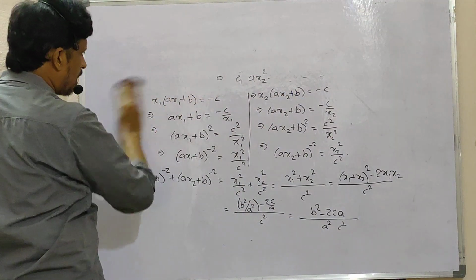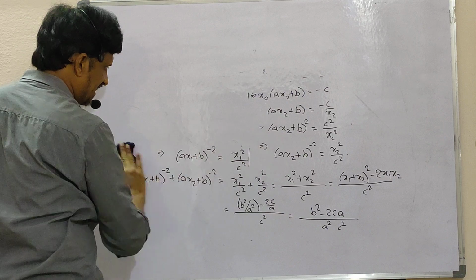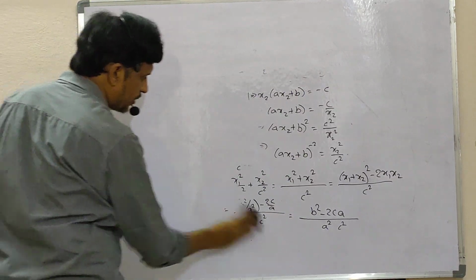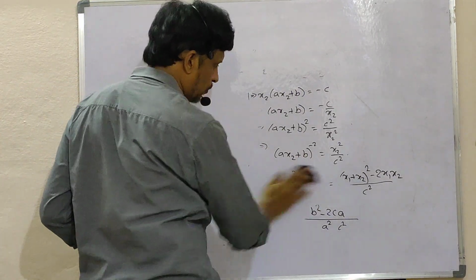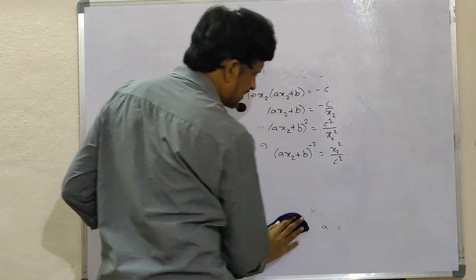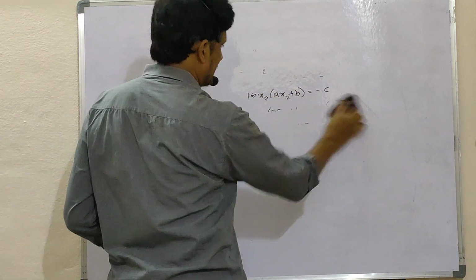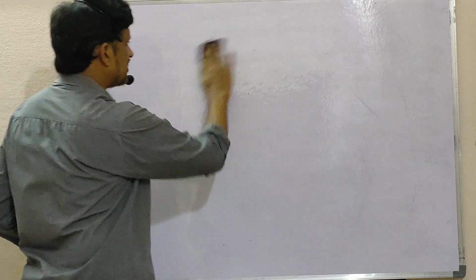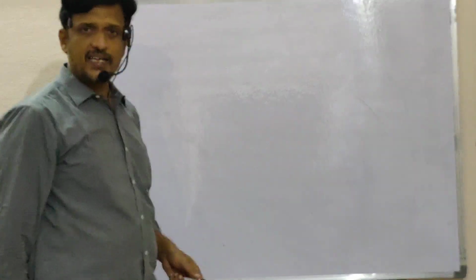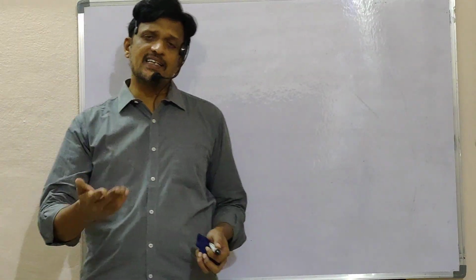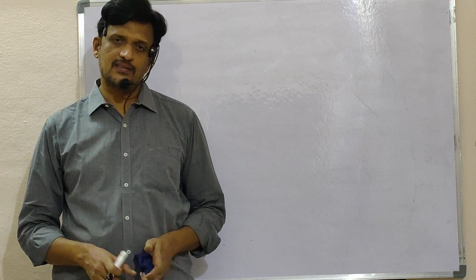Now another important topic in quadratic expressions is related to the common root of two equations. Suppose there are two quadratic equations. The first one has roots alpha and beta. The second one has roots beta and gamma.